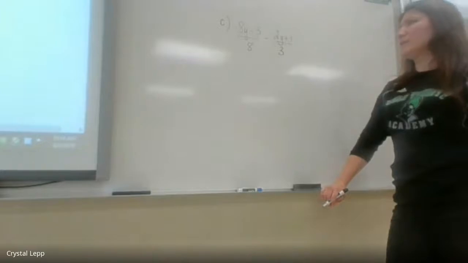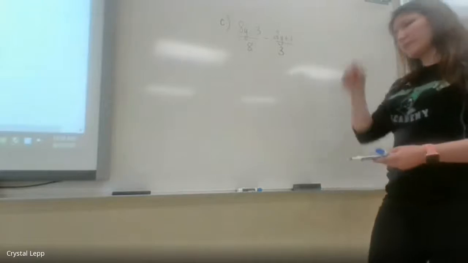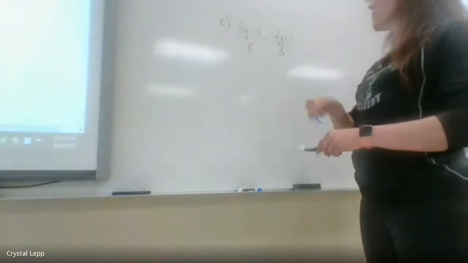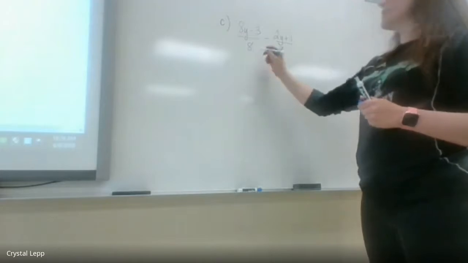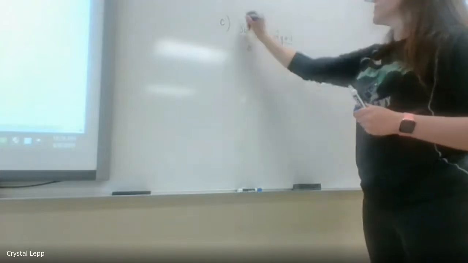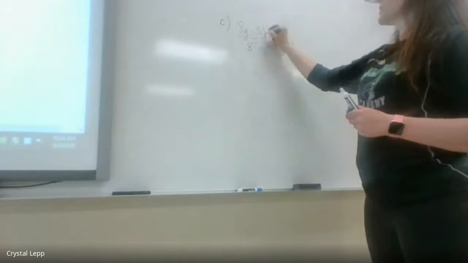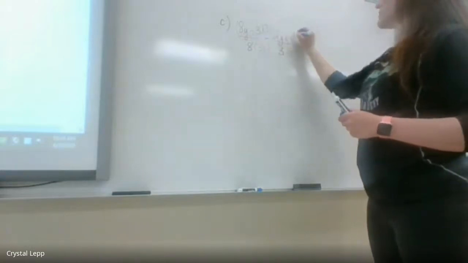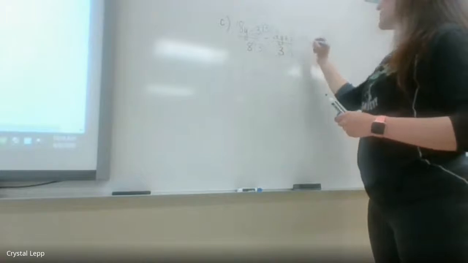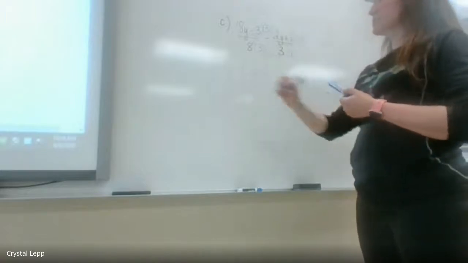Well, 8 and 3, you can make both of them be 24, because 8 times 3 is 24. So your lowest common denominator between the two is actually 24 when you multiply them. So I'm going to have to multiply the whole left side by 3, and the whole right side by 8. So there's lots of distributing.